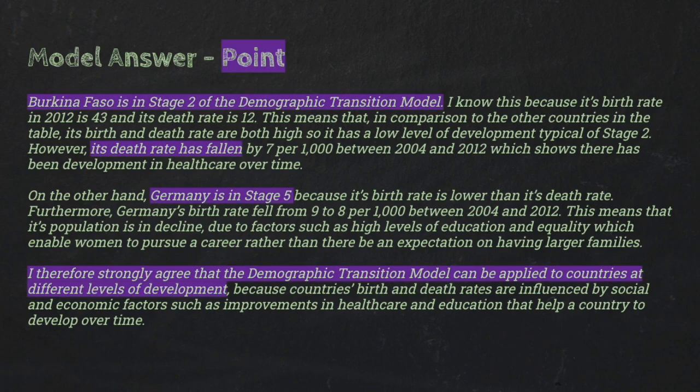In purple are my points. Burkina Faso is in stage 2 of the demographic transition model. Its death rate has fallen. Germany is in stage 5, and I therefore strongly agree that the demographic transition model can be applied to countries at different levels of development.